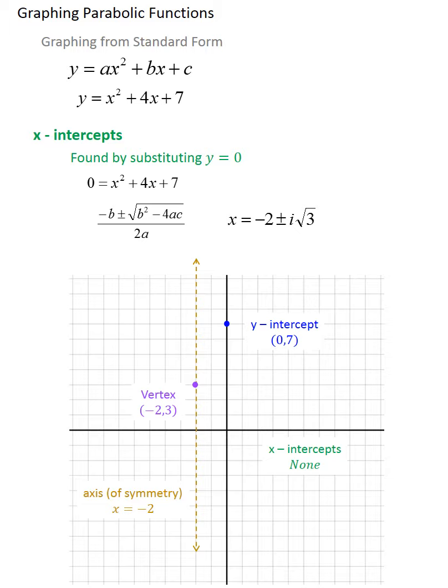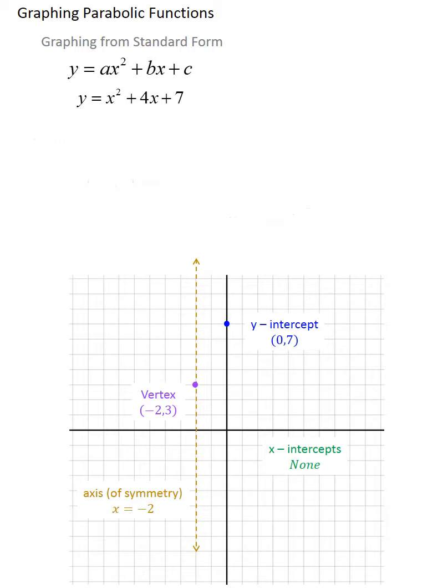That means this parabola doesn't cross the x-axis. Now that's not surprising. After all, the vertex is the turning point, and I have to get through the y-intercept. If the vertex is my turning point, and I have to pass through the y-intercept, the parabola must be concave up and look something like this.